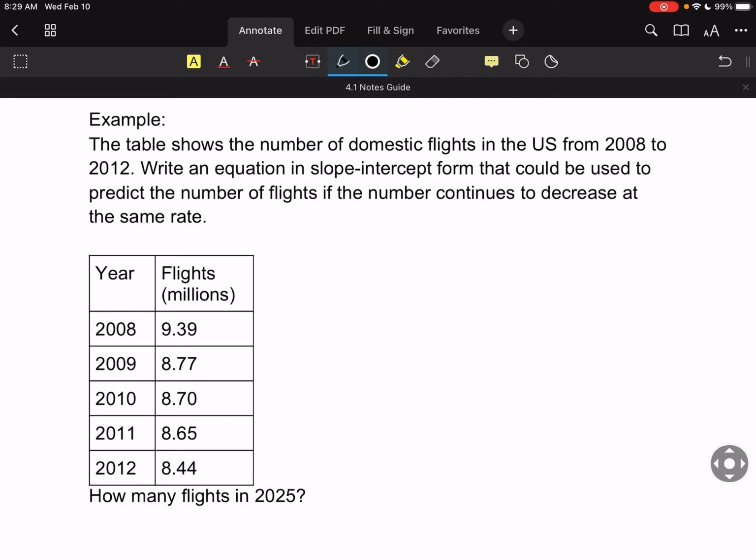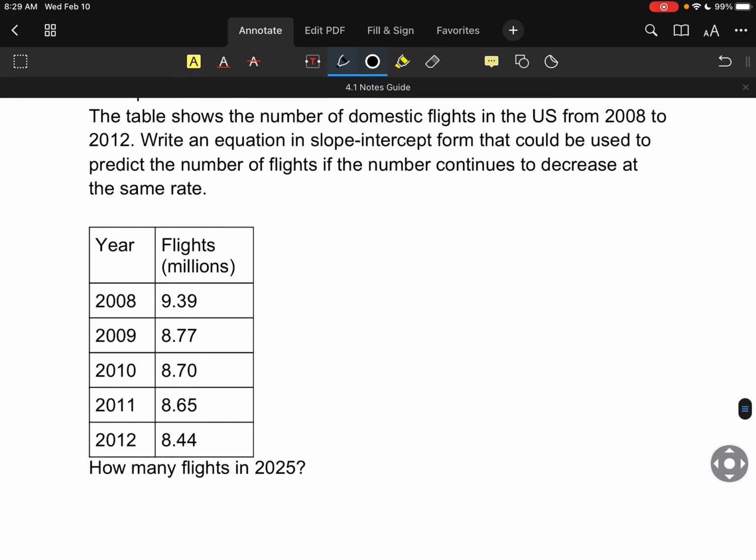So we want to write an equation so that maybe we can find out, for example, how many flights are in 2025. And so what we're going to do is we need to pick 2 points. So our first step is to pick 2 points. It doesn't matter what 2 points. They can be side by side. They could be the top point and the bottom point. It doesn't matter. This is going to be x. Flights will be our y.